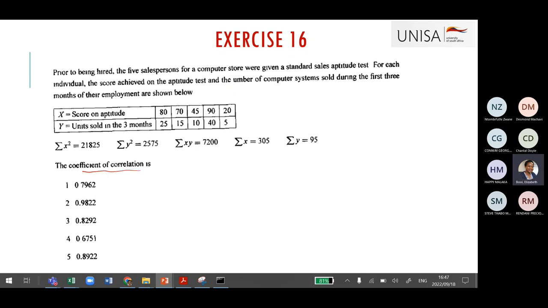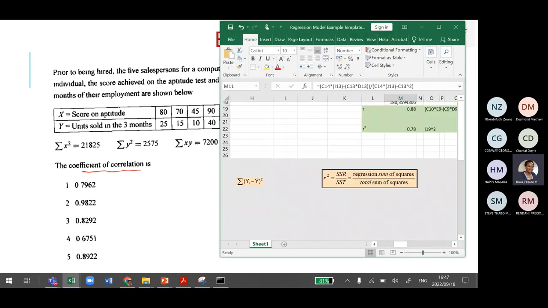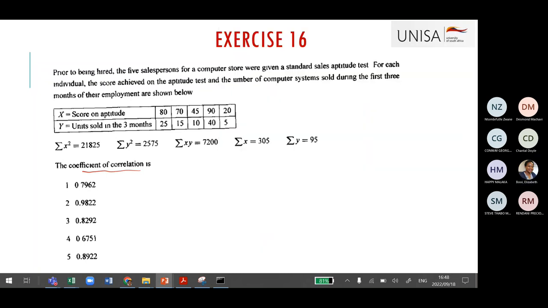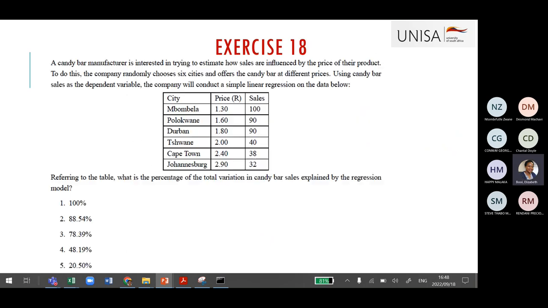You need to calculate the coefficient of correlation. You can use the sum square measure formulas to calculate R, or you can use your template, your R value on the template. It's just that value that you will see on there. Same thing then on this.